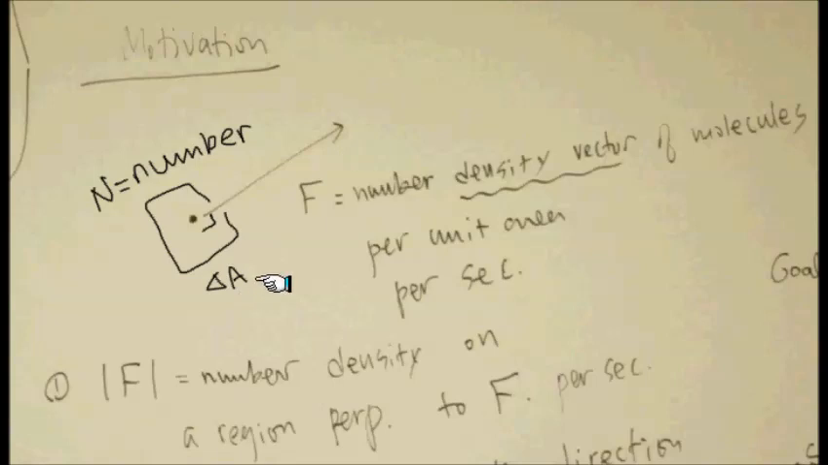Let's say the area was this delta A, and the number of molecules that went through this region over one period of 1 second is, let's say, capital N. Then we have the number of molecules, and the area of this region, delta A, which is perpendicular to this vector F, measured over 1 second. And this number density would be the number divided by the area. So that would be the notion of this density. So the magnitude of this vector represents number density.